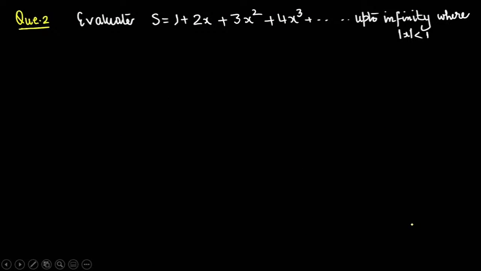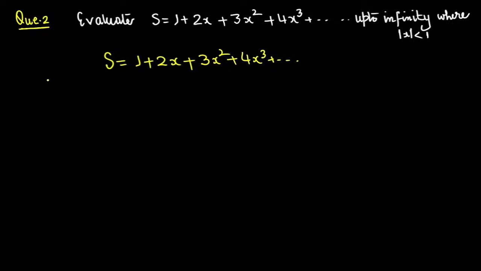Now, come to question number 2. In this, we are taking an infinite A.G.P. If you see, s is equal to 1 plus 2x plus 3x square plus 4x cube dotted up to infinity, mod x is less than 1. Now, what is the common ratio of the GP in this series? First of all, you have to find the GP. Which is the GP? Then you will say 1, x, x square and x cube is forming a GP. So what is the common ratio of the GP? You will say it is x.